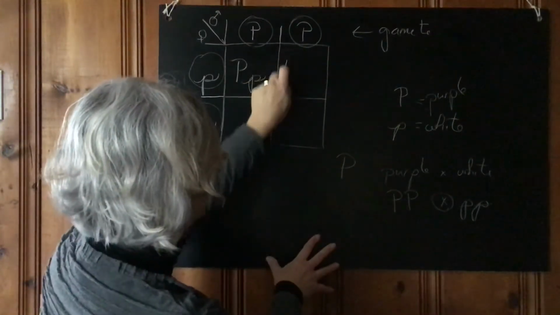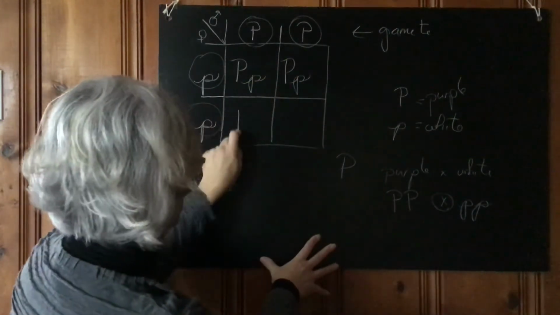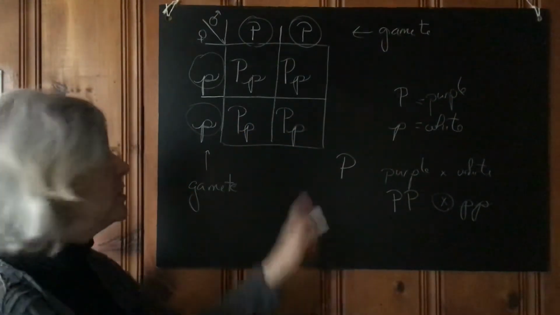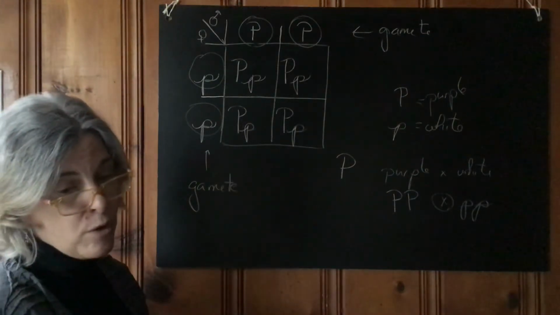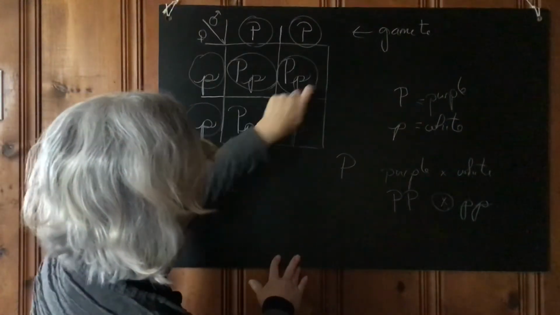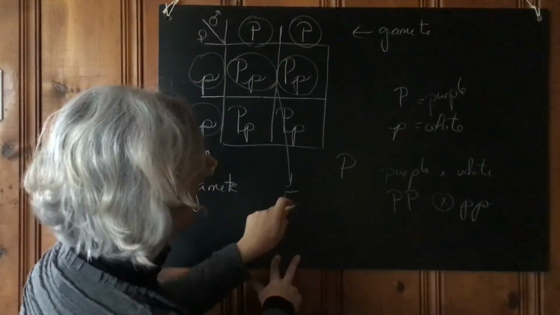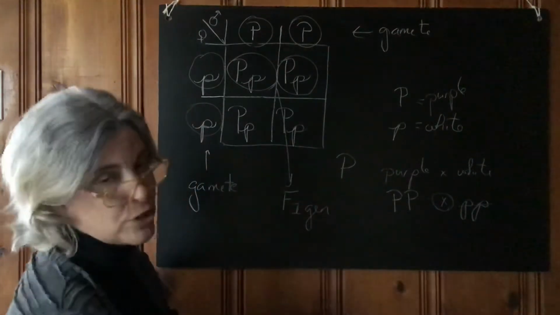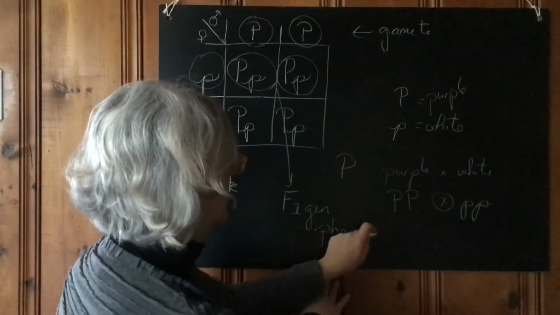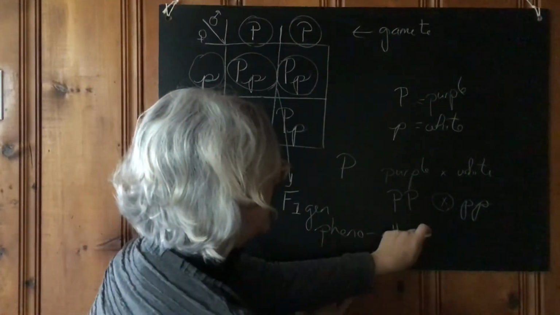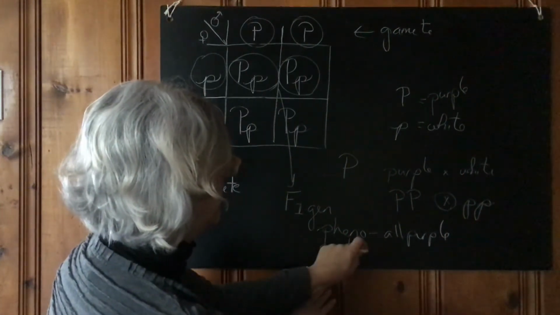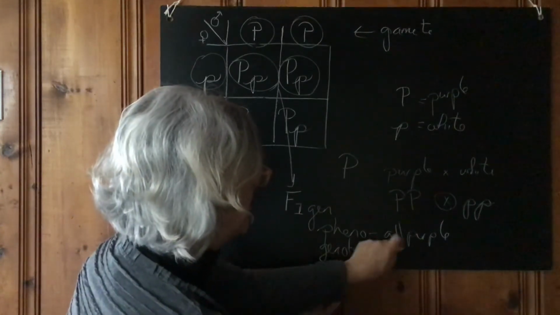So for this box, we would again put capital P, lowercase p, capital P, lowercase p, capital P, lowercase p. Can you see that all of them are the same? They are all heterozygous. Now, these offspring here, that is the F1 generation. We would describe their phenotype as all purple. And if I asked you their genotype, remember that's the alleles they have, you would put heterozygous, capital P, lowercase p.